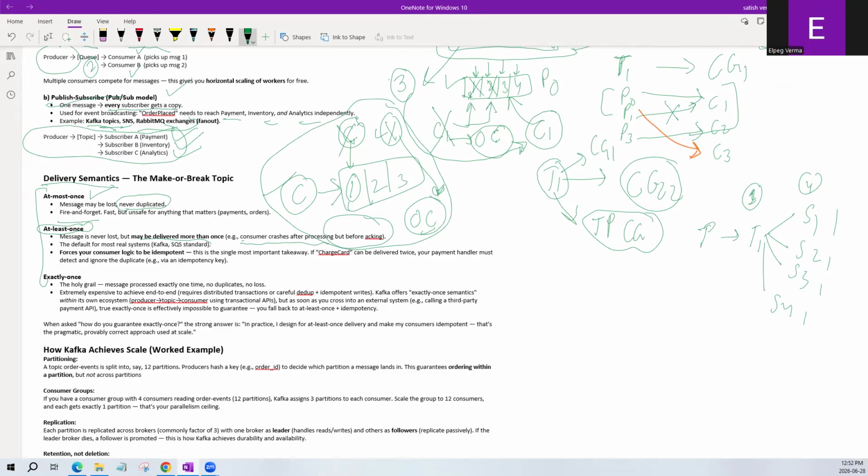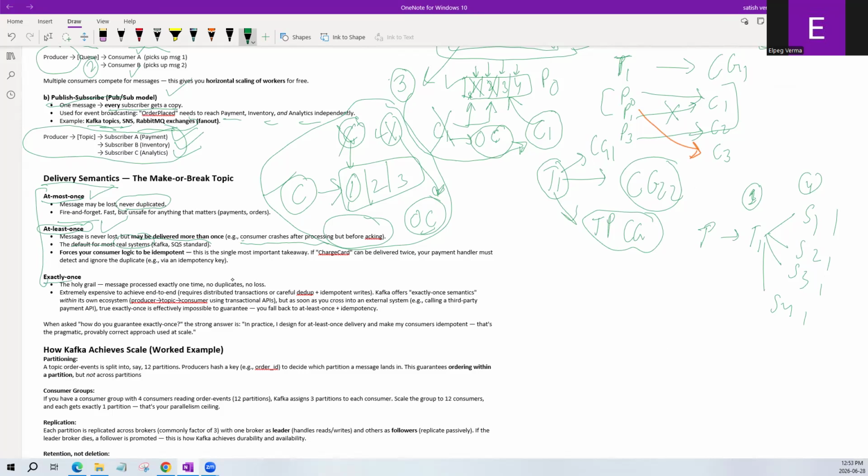This is configurable. We can configure at most once, at least once, and exactly once. At least once is the default for real-time systems, because otherwise we are going to lose messages. At most once is very dangerous. But it depends on our trade-off. Usually we go with at least once.